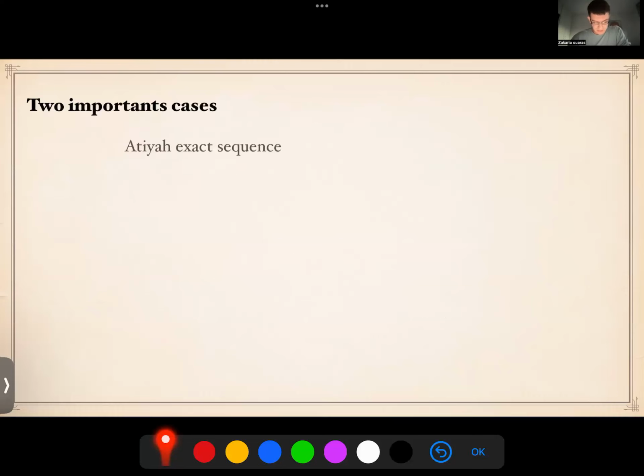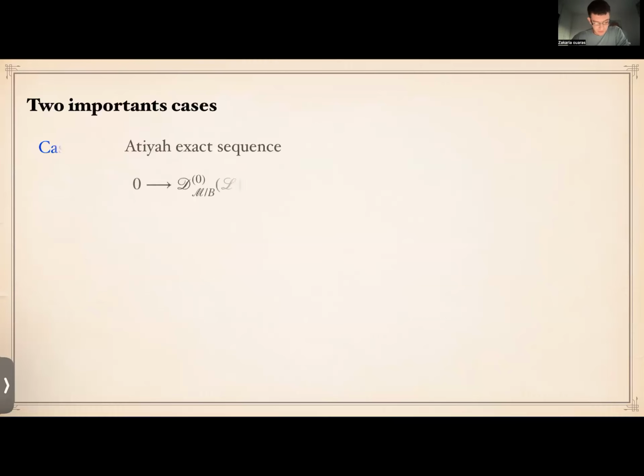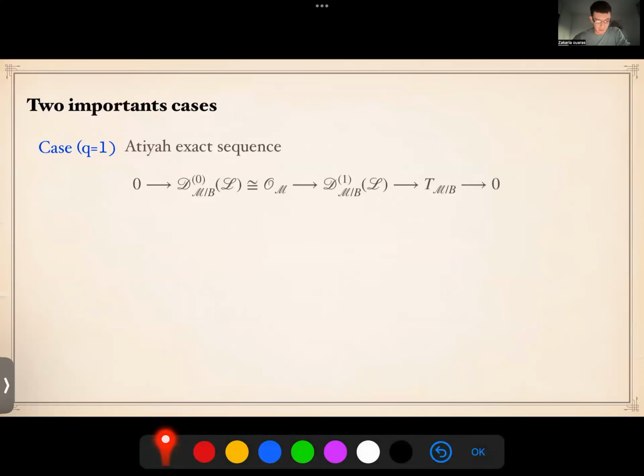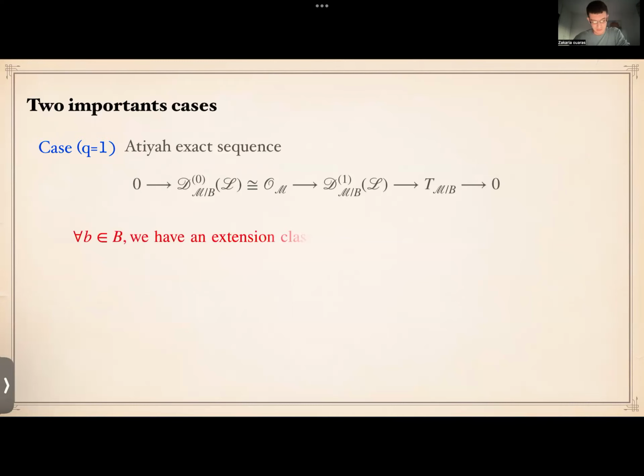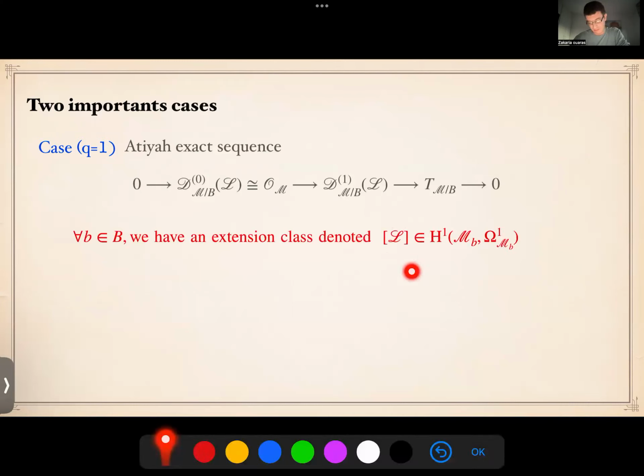Two important cases. The first one is the Atiyah sequence of a line bundle. So you take the degree 1, Q equals 1. You will get a short exact sequence. And if you fix b in the base, you will get a class associated to your line bundle, which is an extension class. So the space of extension classes will be identified with this cohomology group. So this is what we call the Atiyah class.